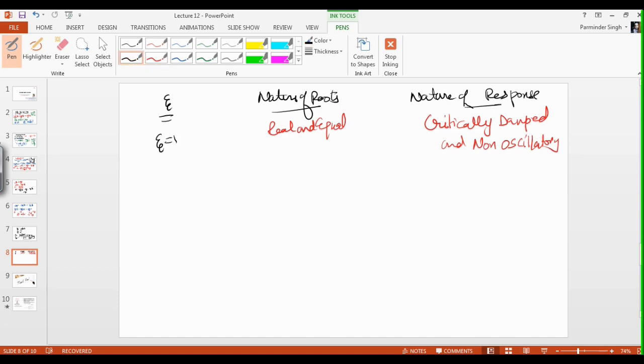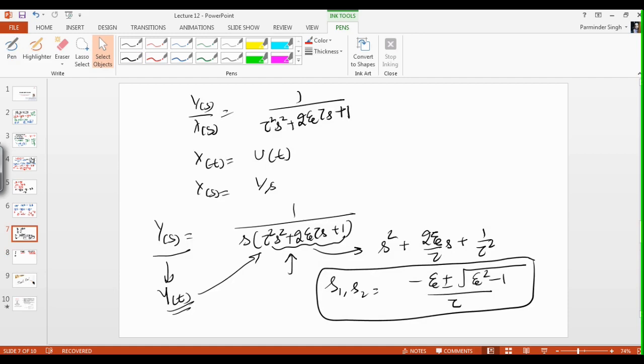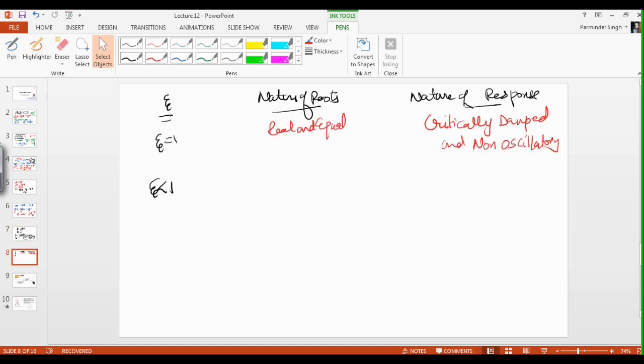Second, if zeta is less than 1, that makes the roots complex, so the nature of the roots is complex, and obviously if the roots are complex, the nature of the response is underdamped and oscillatory.